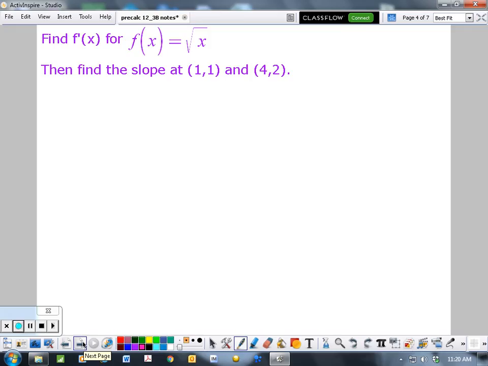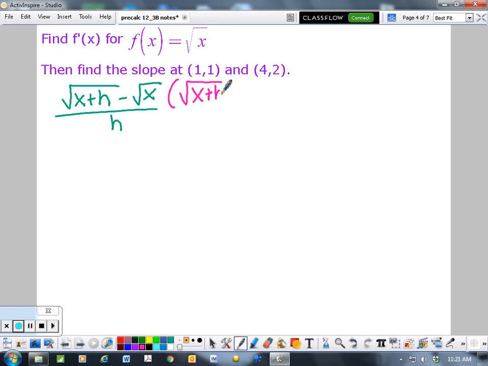Now we're going to do the same thing. We're going to find the derivative for the function square root of x, and then we're going to use that to calculate slope. So let's go ahead: square root of x plus h minus the square root of x, all over h. On this one, because we have those square roots, we're going to have to rationalize that numerator. And to rationalize the numerator, we multiply by the conjugate: the square root of x plus h plus the square root of x. We multiply by that on the bottom also, because we can't change the expression, we can only change how it looks. So this is really multiplying by 1.